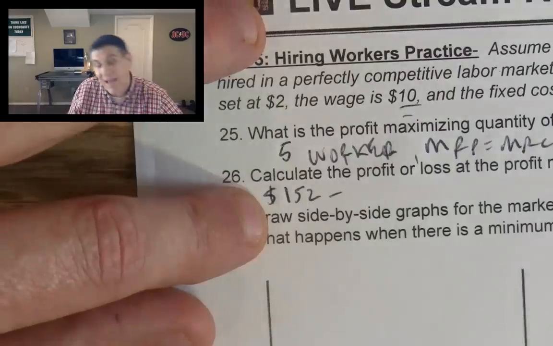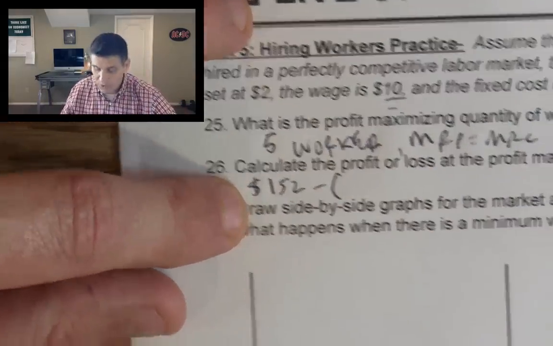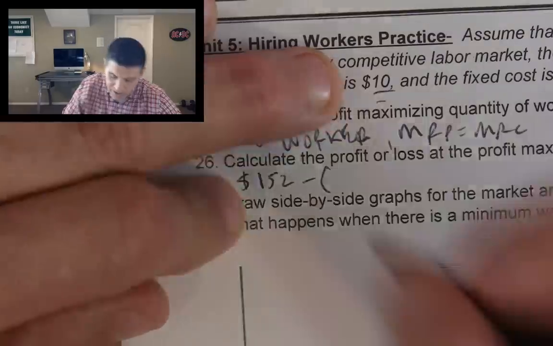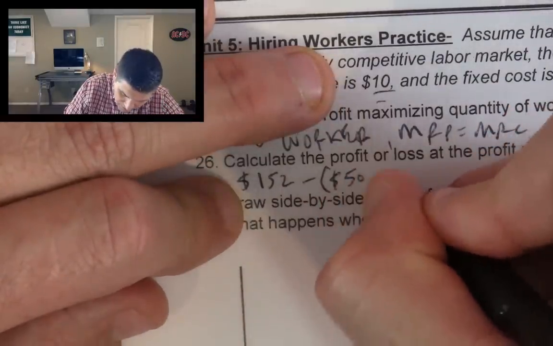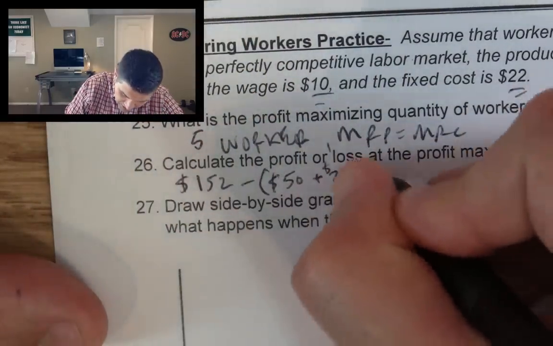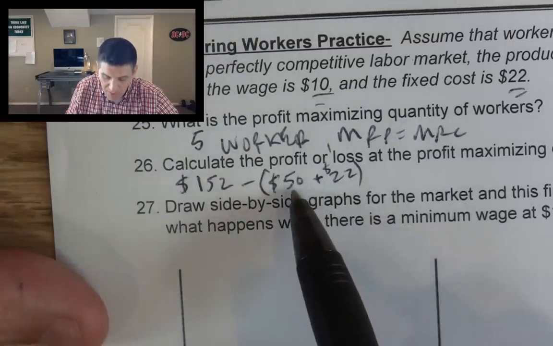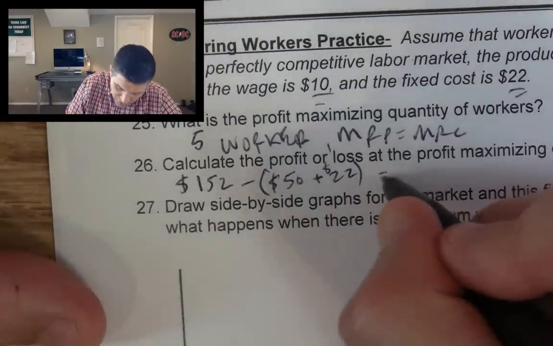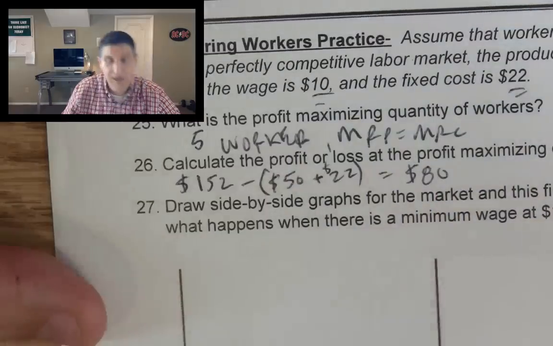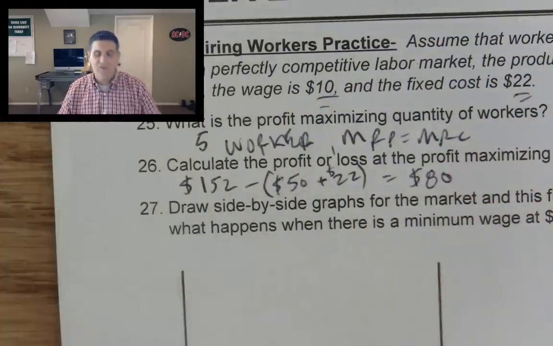We've got to subtract out those costs. In this case, there are 2 costs. First, there's the labor cost, which we hired 5 workers for $10 each, which is $50, right? Plus, there's another fixed cost, which was given, which was $22. Your total cost is your variable cost plus your fixed cost, which gives you a grand total of $80 profit. There's your answer.